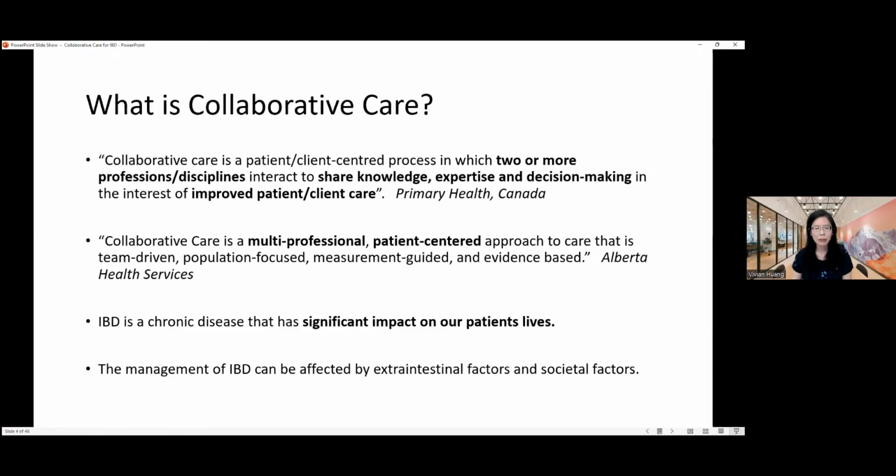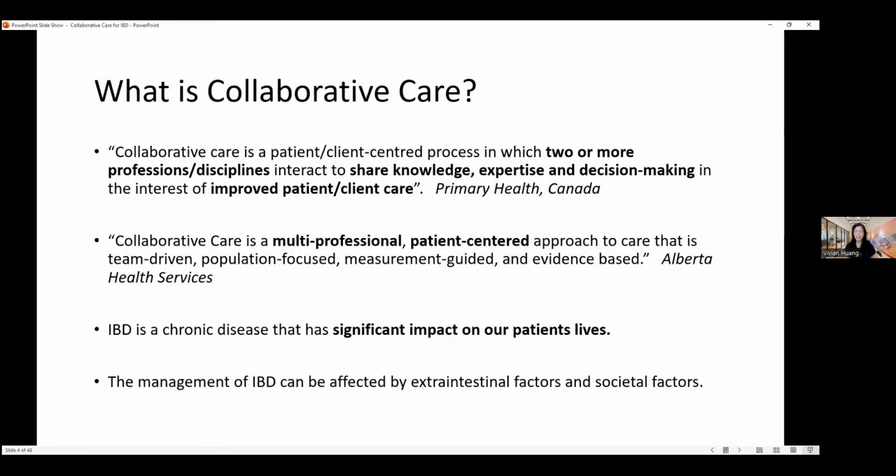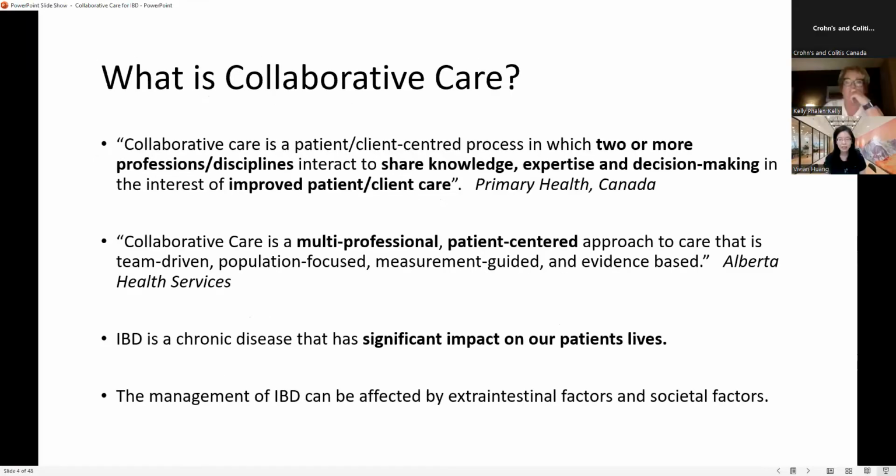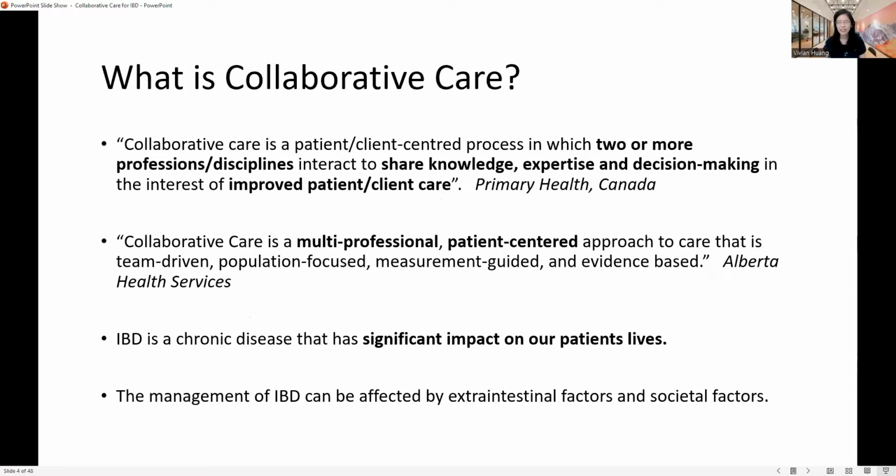However, IBD is not just the gut. There are a lot of extraintestinal factors and societal factors. Kelly and I, just before the presentation, were chatting about some of those. For example, anxiety and depression play a huge role. It's very prominent in people with chronic illness, and it can affect their care, their adherence to medication, for example, or willingness to do tests. All of those we cannot manage individually and need a multidisciplinary team approach.